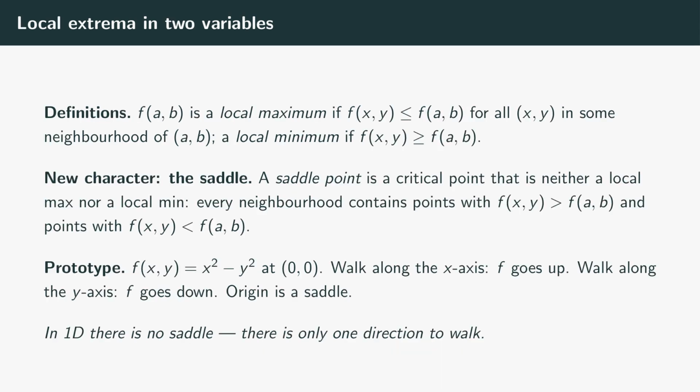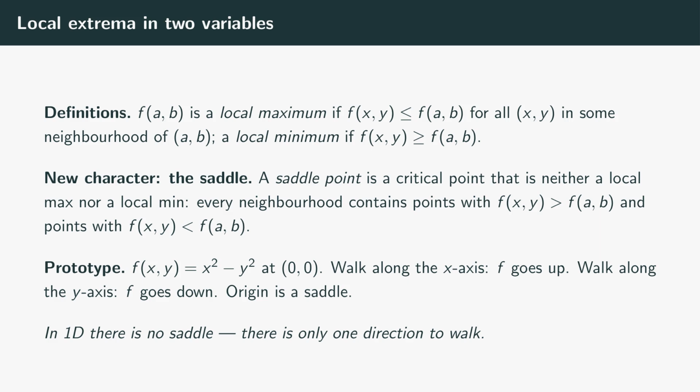A local maximum on a surface is a point where the surface peaks compared to its immediate neighborhood. f of a, b is at least as large as f of x, y for all x, y nearby. A local minimum is the same idea with the inequality flipped. So far, this is the obvious lift from one variable. The new phenomenon, with no one-dimensional counterpart, is the saddle point. A saddle is a place where the surface goes up in one direction and down in another, so it is a critical point but not an extremum.